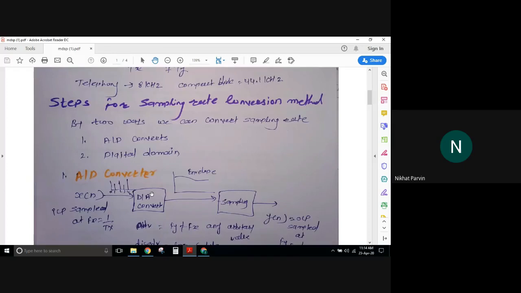It is the same as the Nyquist criteria, the sampling process of an analog signal which you have studied in your analog communication subject. When you are converting an analog signal into digital, first you take the analog signal, then you sample it, then quantize it, and then encode it. That's how you get your analog to digital signal.